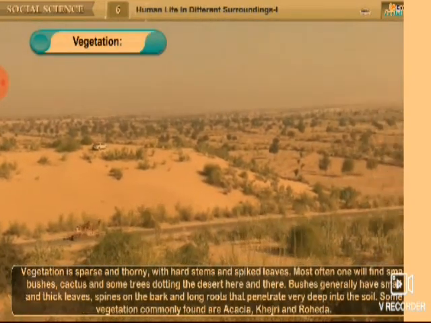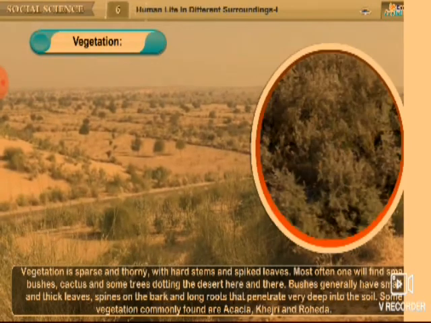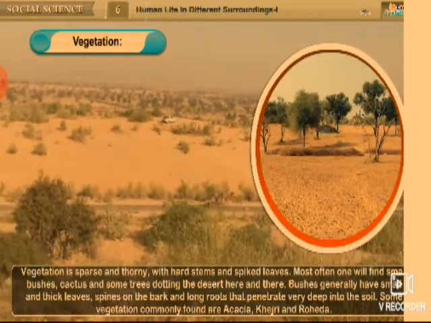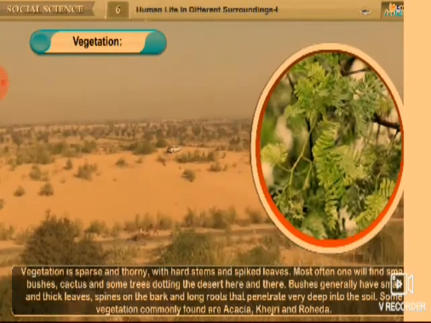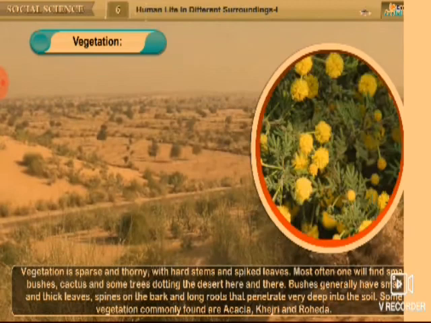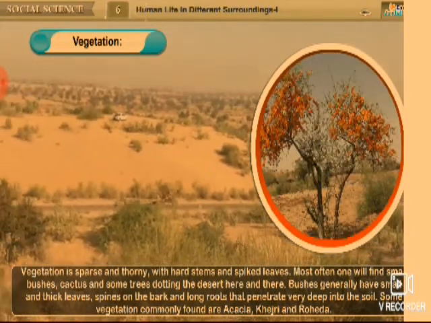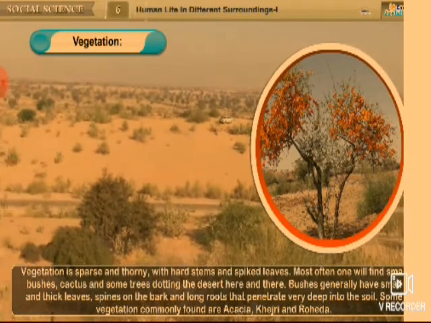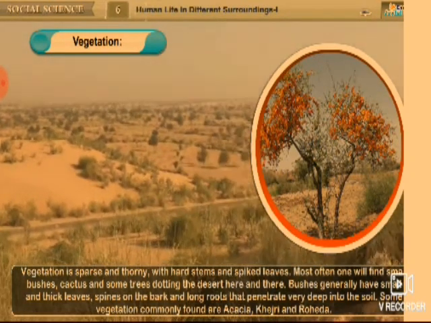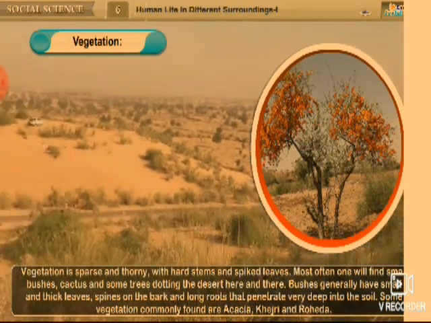Vegetation. Vegetation is sparse and thorny, with hard stems and spiked leaves. Most often, one will find small bushes, cactus, and some trees dotting the desert here and there. Bushes generally have small and thick leaves, spines on the bark, and long roots that penetrate very deep into the soil. Some vegetation commonly found are acacia, khejuri, and roheda.